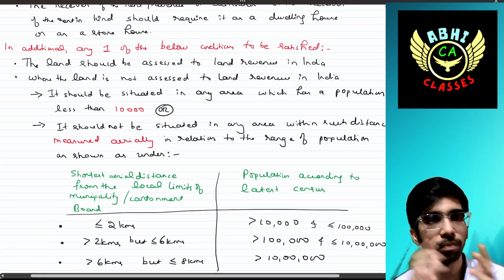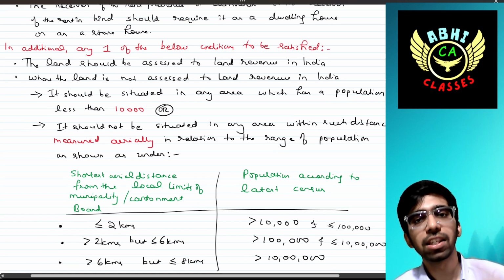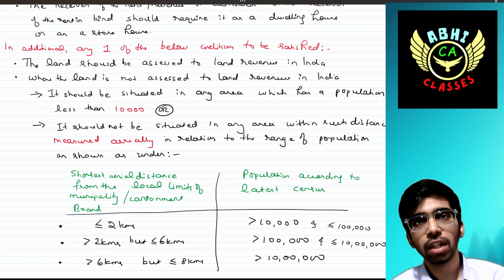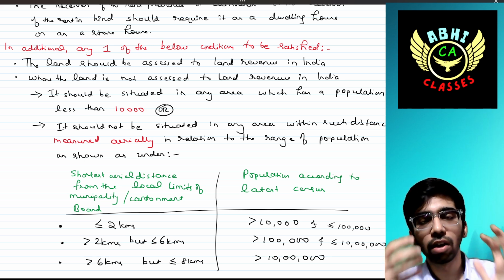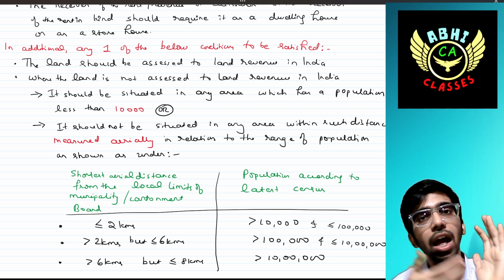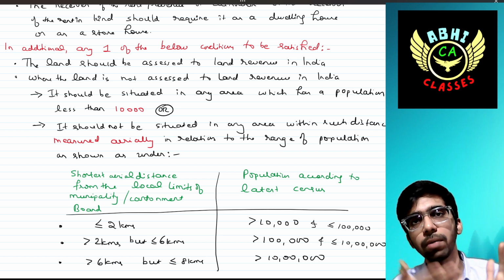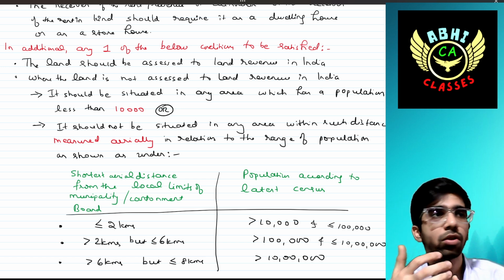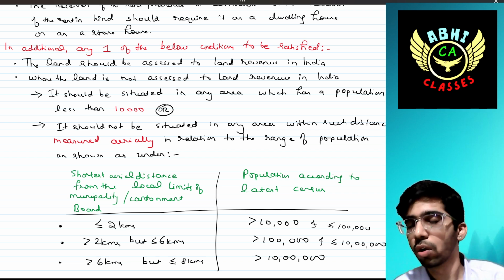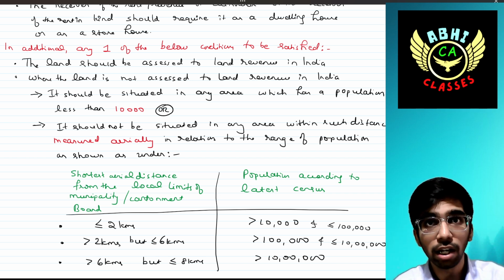Next, in addition, any one of the below conditions needs to be satisfied. First one: the land should be assessed to land revenue in India. That means the proper revenue tax is to be paid on the land to the municipality or similar authority, that is, the relevant tax needs to be paid to the land revenue authority of that locality.